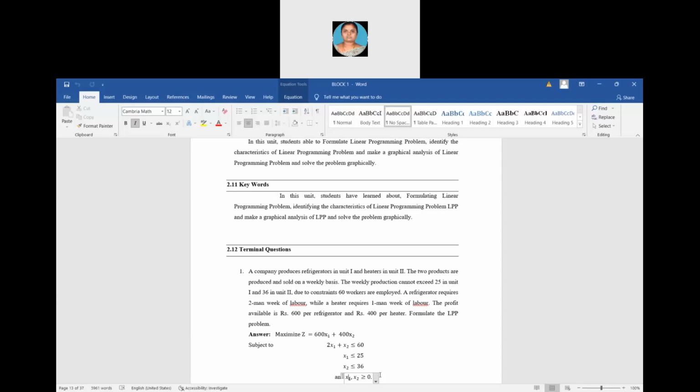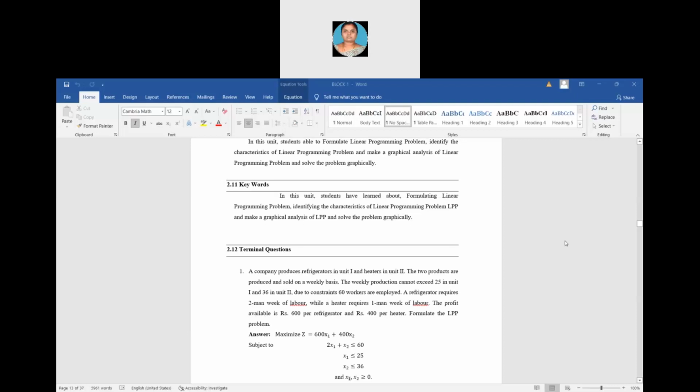And what are all the constraints we have here, that we have to see. A refrigerator gives 2-man, but a heater gives 1-man. So 2x1 plus 1x2 is less than or equal to 60, because in the previous sentence they have given that only 60 workers are employed here. So for the labor, the constraint is 2x1 plus x2 is less than or equal to 60.